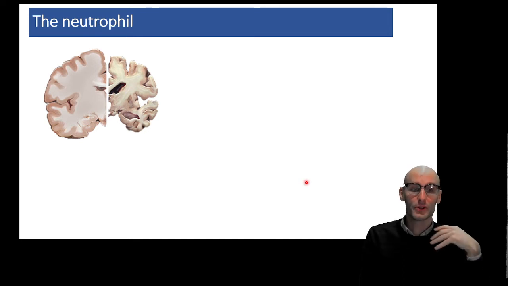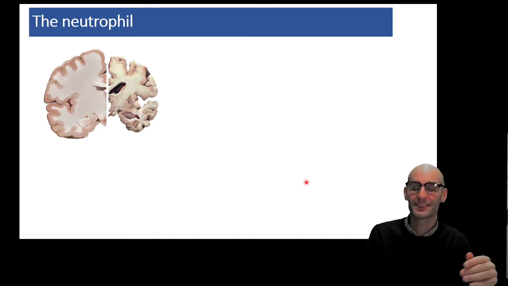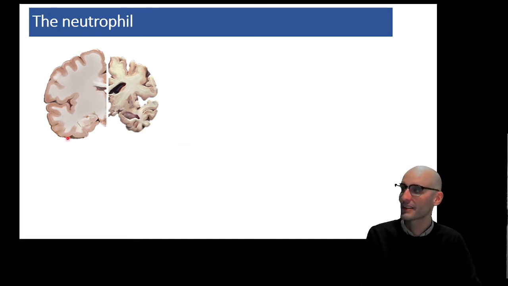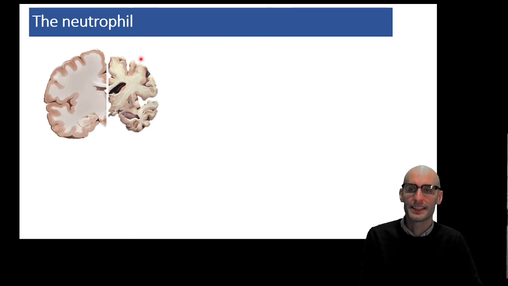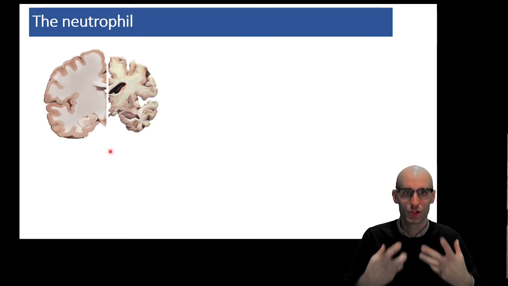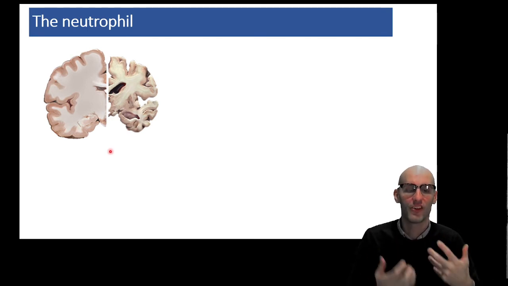And so neutrophils have actually been associated with worse diseases. So here's Alzheimer's disease. This is a slice of a brain here. And in Alzheimer's disease, we get death of the neurons. So here we have a healthy human brain, and here we have an Alzheimer's diseased brain. And we can see that it's atrophied. The tissue has shrunk away as neurons have been killed.